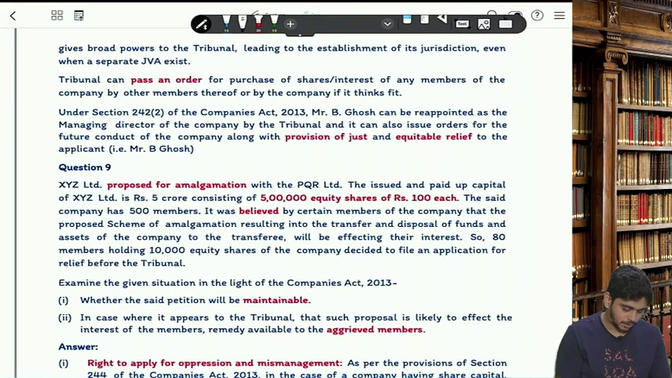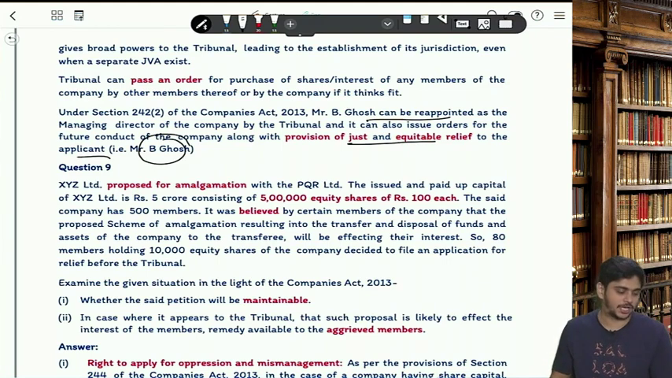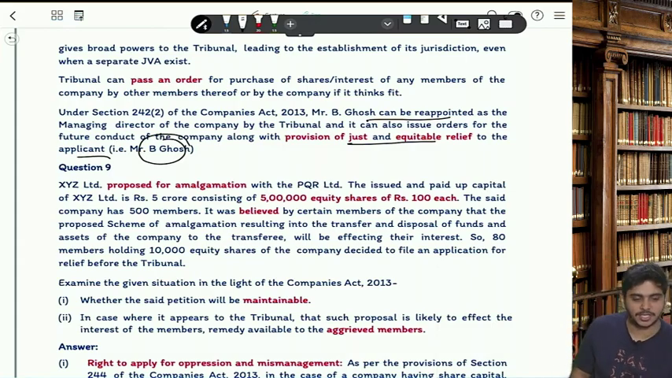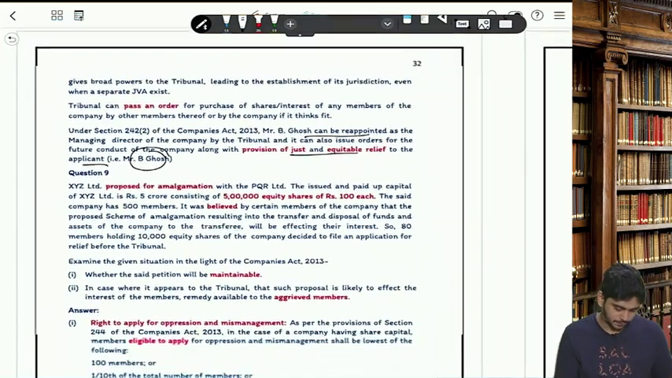So guys, here Mr. Ghosh can be reappointed as the MD of the company by the T, and it can also issue orders for the future conduct of the company along with the provision of just and equitable relief to the applicant, that is Mr. Ghosh, because he was a shareholder. So here he had made an application in the capacity of a shareholder. Okay.